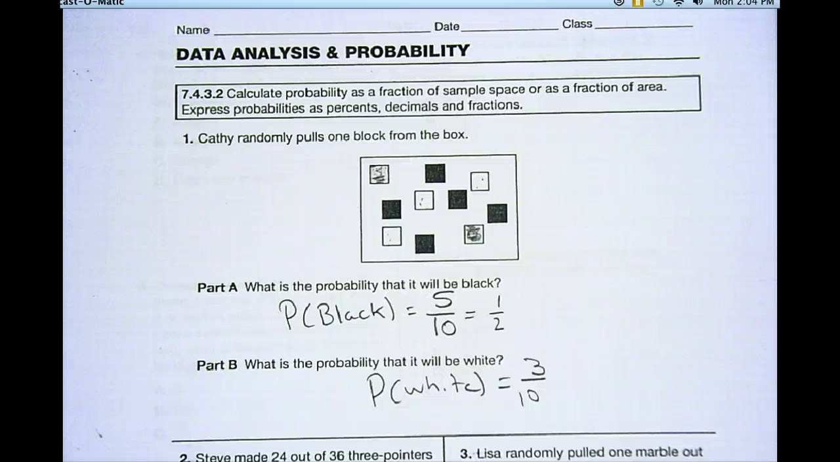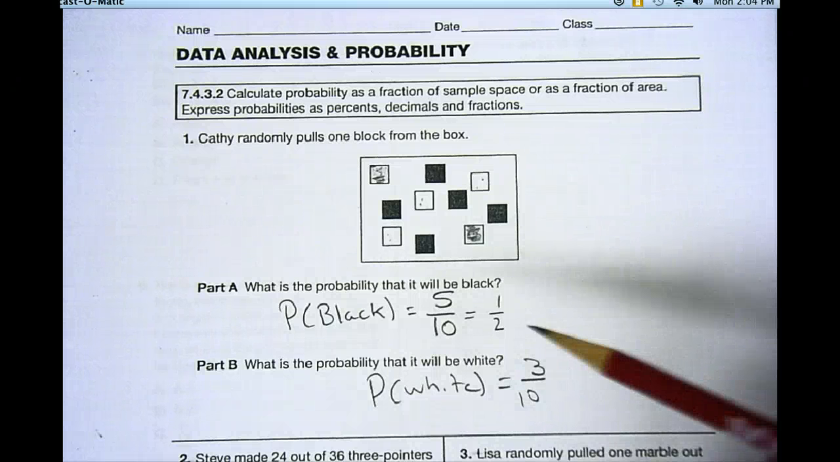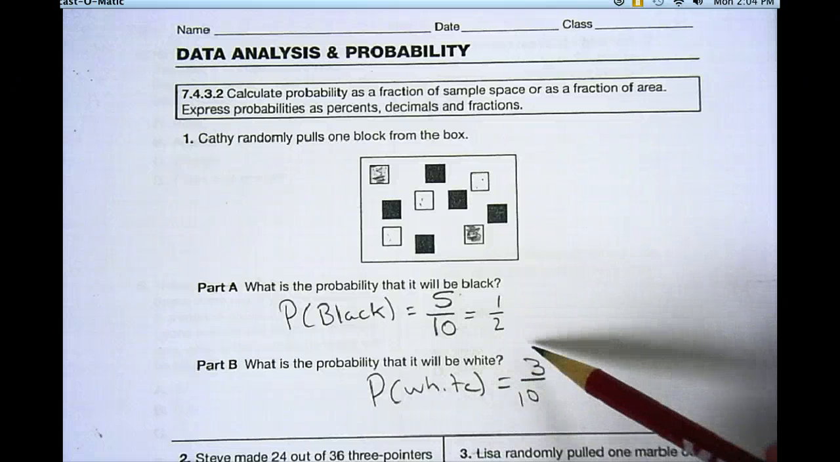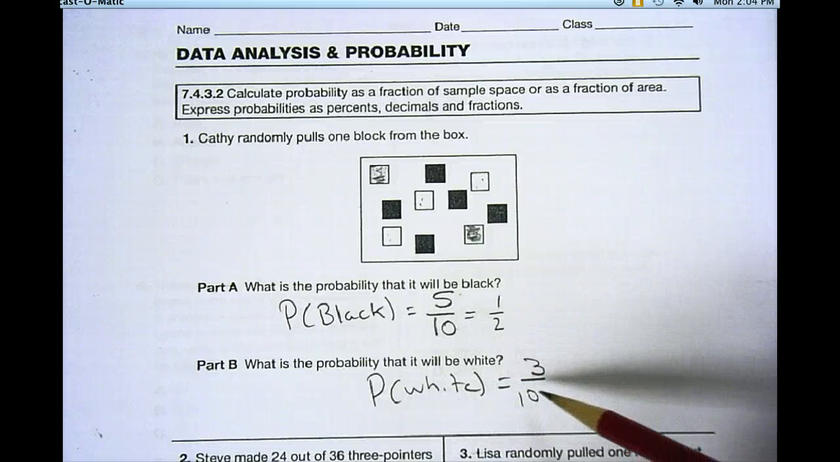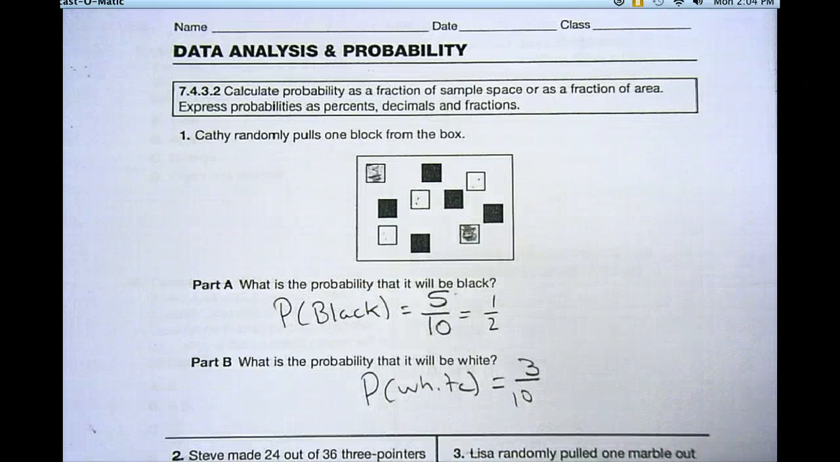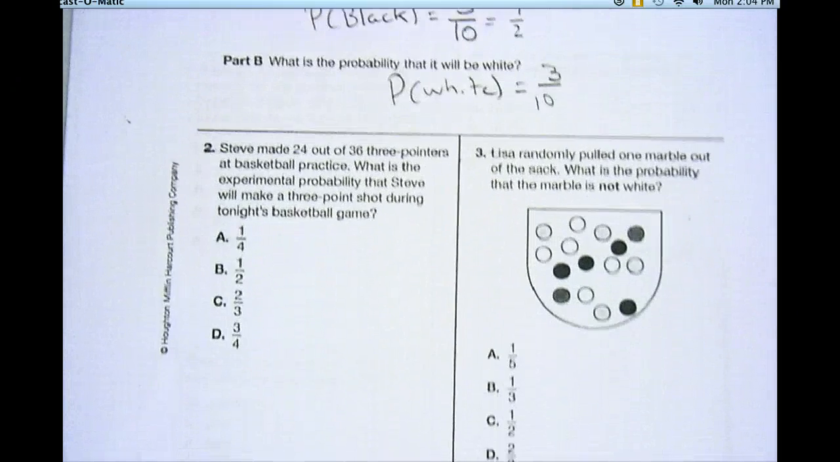In this test, I'd get used to just reducing it to the lowest terms as often as you can. So I just try and reduce that. The first one I reduced from 5/10 to 1/2. This one, 3/10, 3 is a prime number and it doesn't divide 10. So that's as lowest terms I can get for that problem. Okay? Let's go on to number 2 and see what we can do with this one.